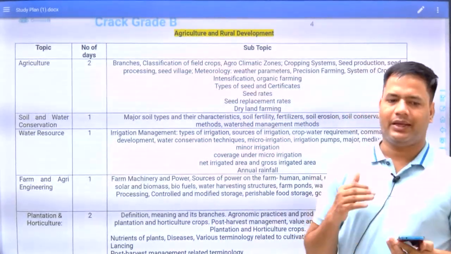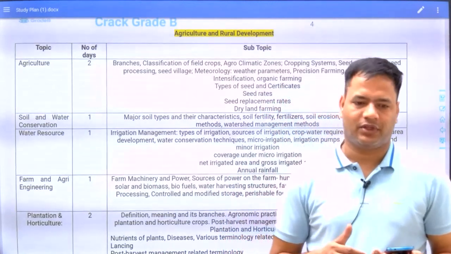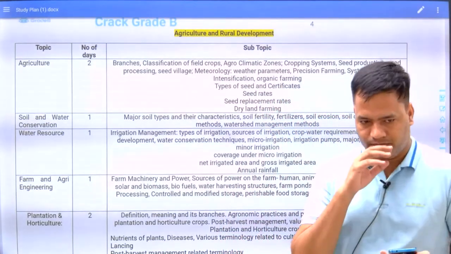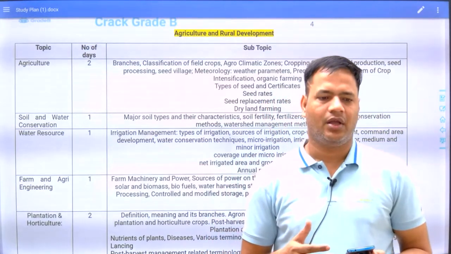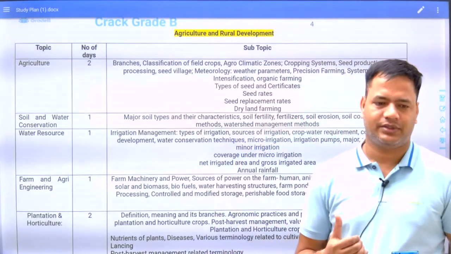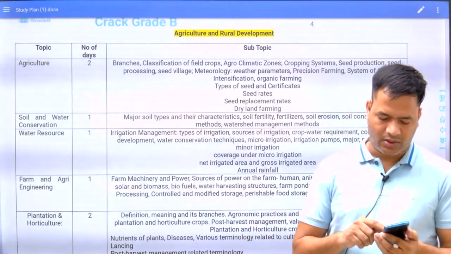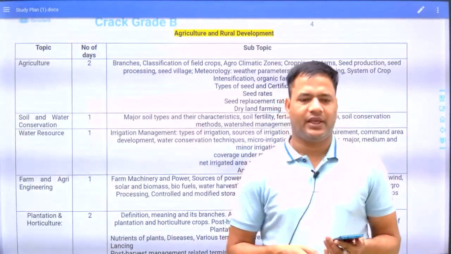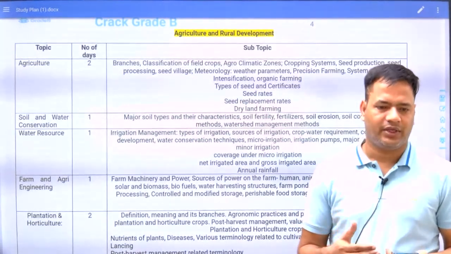So better analyze the previous year paper, what areas they have focused on for the questions, and you have to qualify the cutoff only. Last year you have seen that 53 or 54 was the general category cutoff out of 100. There are 40 questions in ESI, 40 questions in agri and ARD, and 20 questions from GA.